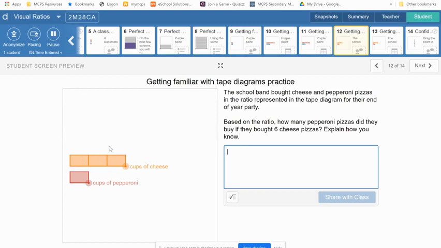So it looks like you might have to do something. I think you can drag these. Oh yeah, you can. So you can drag these. If they bought 6 cheese pizzas, remember, it's got to be the same. So if there's 3, let's drag this to 6. I doubled it. I think I need one more. 1, 2, 3, 4, 5, 6. If I doubled the original 3 cheese pizzas, what would happen if I doubled the amount of pepperoni pizzas? Think about that.